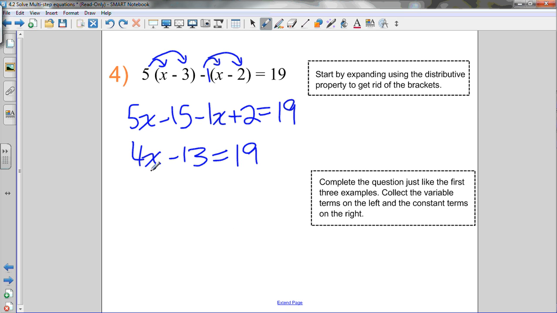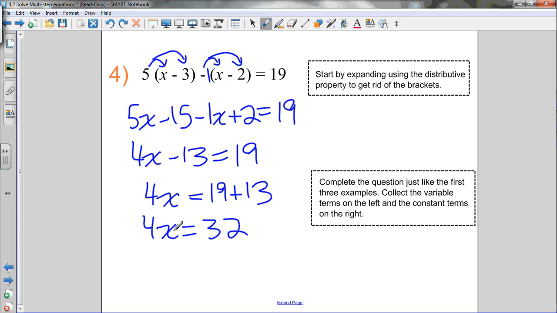So what I'm going to do now is I'm going to isolate the term that has the variable. So I'm going to isolate the 4x by moving this minus 13 to the other side of the equation. The opposite of subtracting 13 is adding 13. So 4x equals 32.